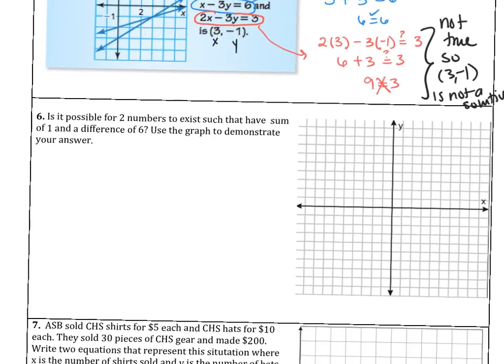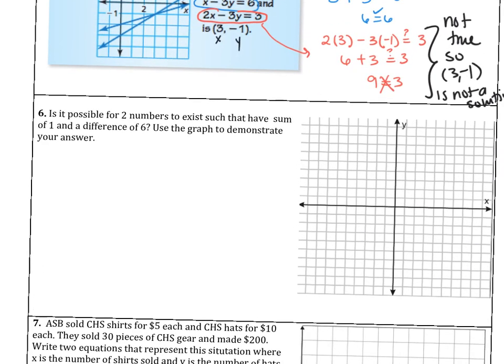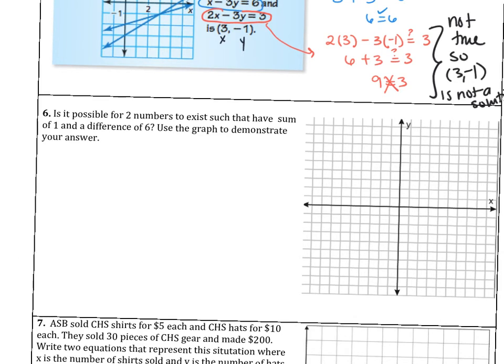Number 6, is it possible for two numbers to exist such that they have the sum of 1 and a difference of 6? I don't know what those two numbers are, so naturally I'm going to use x and y. So they have a sum of 1. So the two numbers I have add to 1. That was supposed to be y, my bad. And a difference of 6.